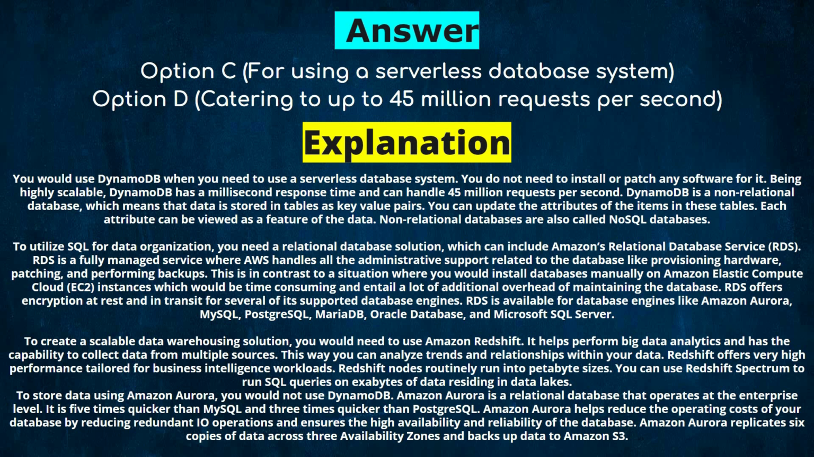To store data using Amazon Aurora, you would not use DynamoDB. Amazon Aurora is a relational database that operates at the enterprise level. It is 5 times quicker than MySQL and 3 times quicker than PostgreSQL. Amazon Aurora helps reduce the operating cost of your database by reducing redundant I/O operations and ensures the high availability and reliability of the database. Amazon Aurora replicates 6 copies of data across 3 availability zones and backs up data to Amazon S3.